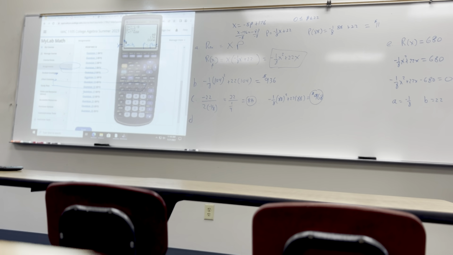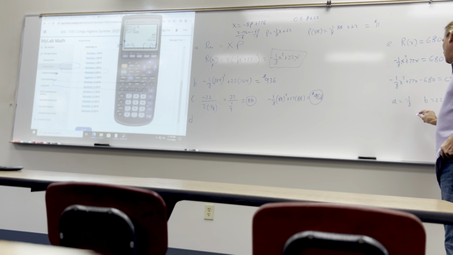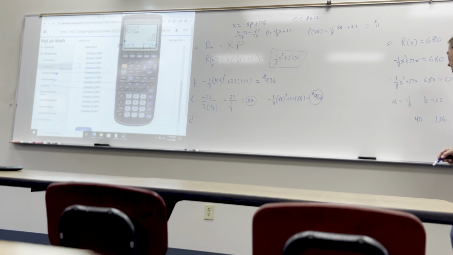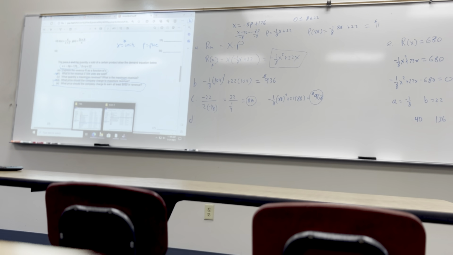All right, so what did we get? It's going to cut 40 and 136. Now, what are those values right there? It's just the unit. Right, because look, X, right? We're solving for X. What is X? The units sold. What is the question that I've taken off the board? What is the question asking? You price it at. The price.